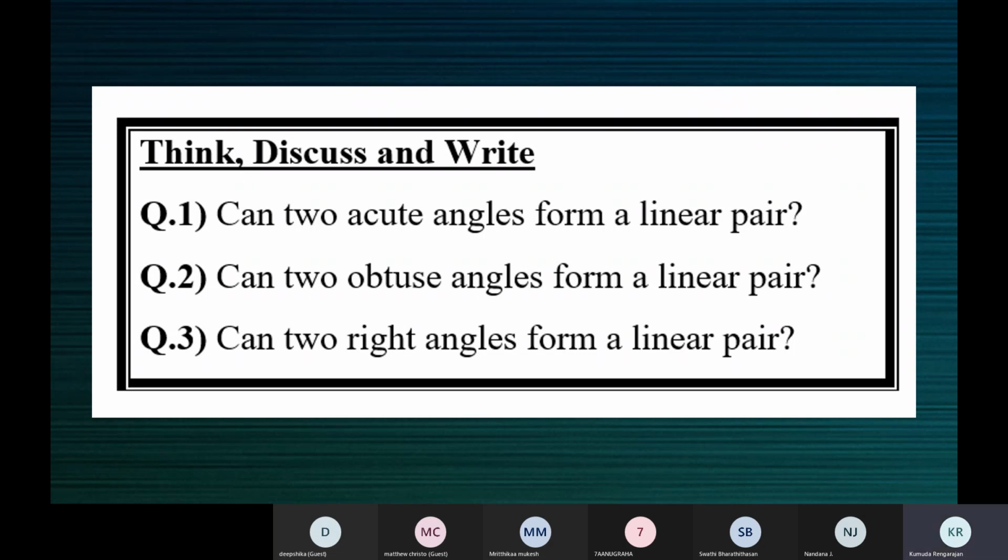Tell me, can two acute angles form a linear pair? False, ma'am, it cannot. Which is the smallest natural number that's an acute angle? Ma'am, 1 degree. Okay, the greatest? Ma'am, 60 degrees. Ma'am, it's 89 degrees, ma'am.